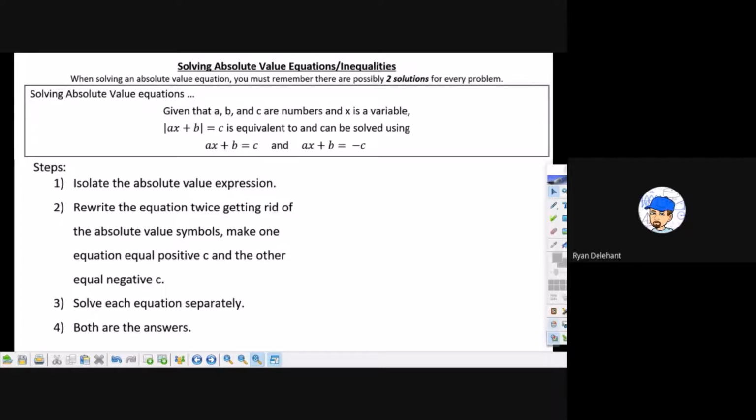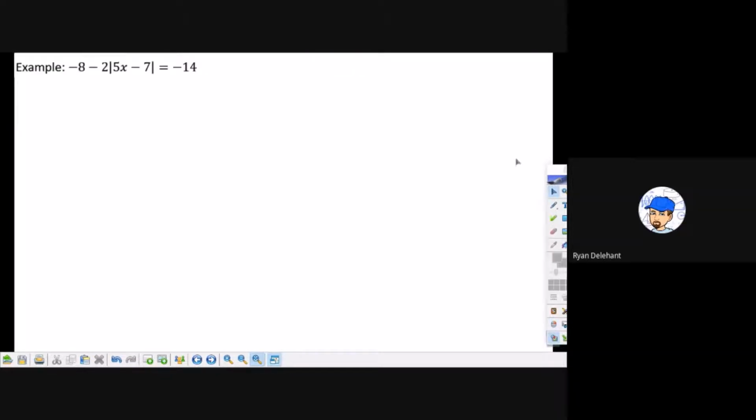Let's try one this way. So let's look at this one. Do write this one down with me in class, guys, because this is probably about as complex as this type of problem will end up.